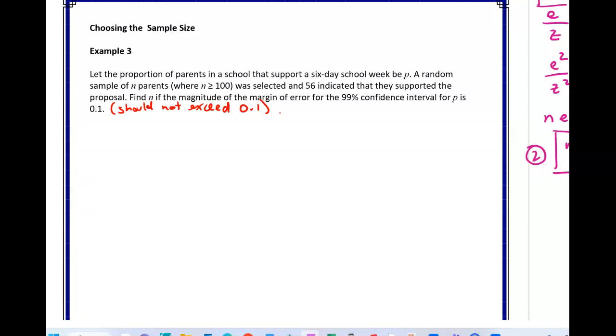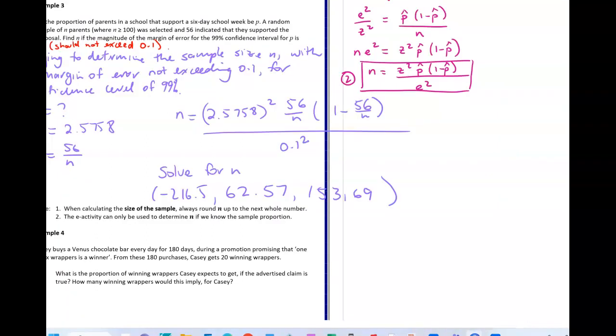So what are we actually trying to find here in this question? I guess choosing the sample size in the title gives it away. We're trying to find n, the number in the sample, at the 99% level of confidence, such that we do not exceed a margin of error of 0.1. Solve for n, 3 solutions, but the one that we want, it does say something somewhere about n greater than or equal to 100.